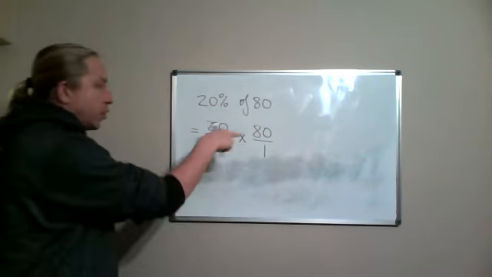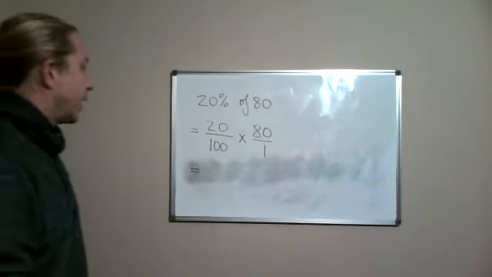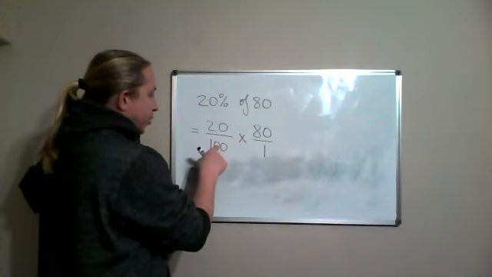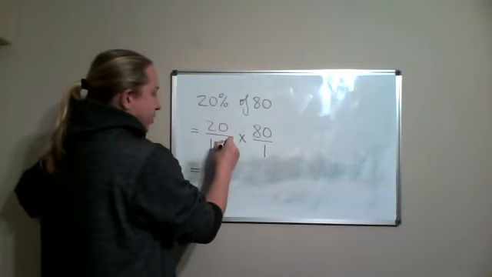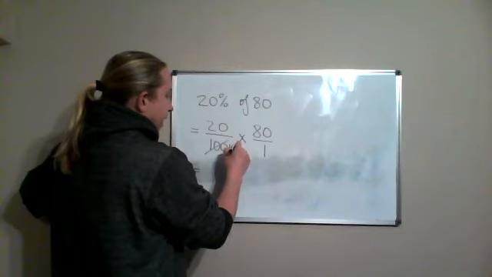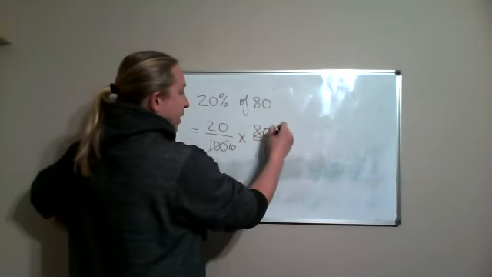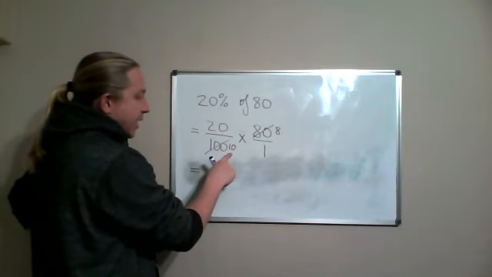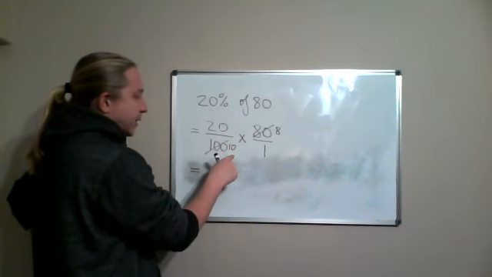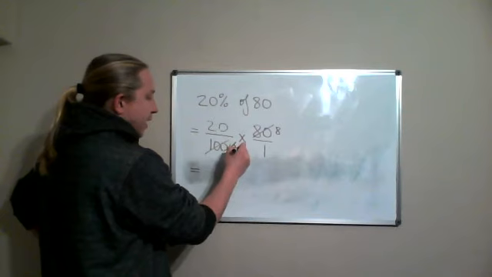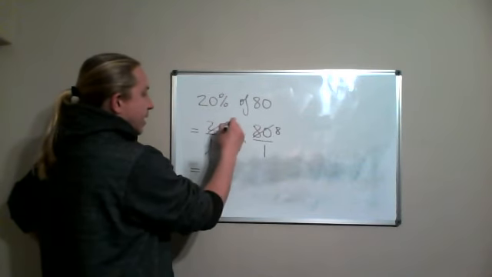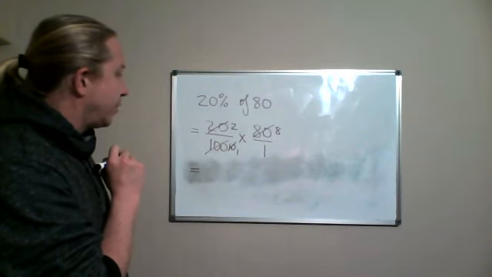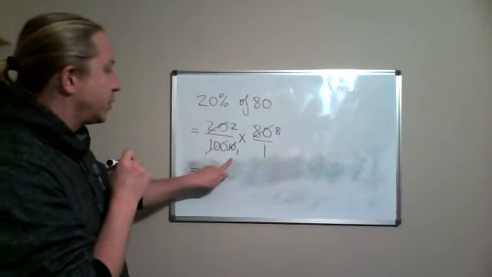And now what we can do is cancel. Let's try to cancel. So I can see a 10 goes into here and into the 80. So I divide by 10, I get a 10. I divide by 10, I get an 8. I also notice that there's a 20 and a 10 here, so I can divide these two by 10. I divide by 10, I get a 1. I divide by 10, I get a 2. Is there anything else left to cancel? No, I've got 1s at the bottom, so that's fine.